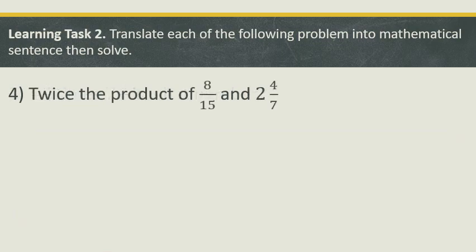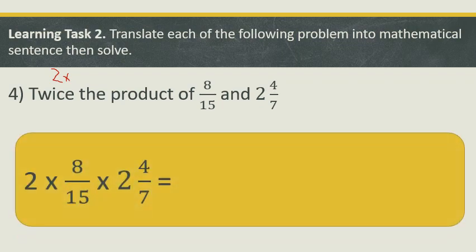Number 4, twice. So, ito ay 2 times, ha? So, twice the product of 8/15 and 2 and 4/7. So, yung 2 na whole number ay gagawin natin fraction. So, magiging 2 over 1 times 8/15 times, so ito ay magiging 7 yung denominator. So, 7 times 2 is 14 plus 4 is 18.